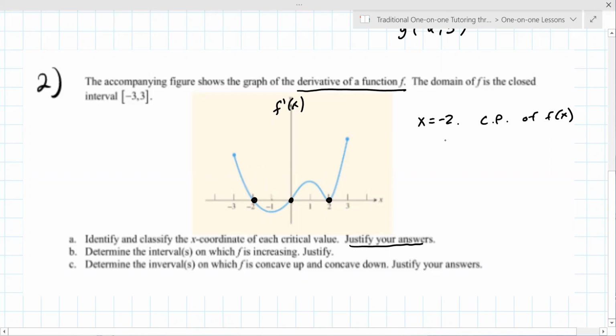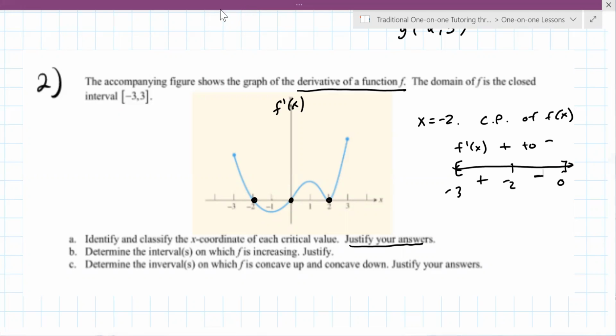Maybe even say f prime of x goes from positive to negative. I like sign charts. Like I like showing one at -2, I guess there's a bracket there, -3, and then one at 0, saying this one goes from plus to minus.